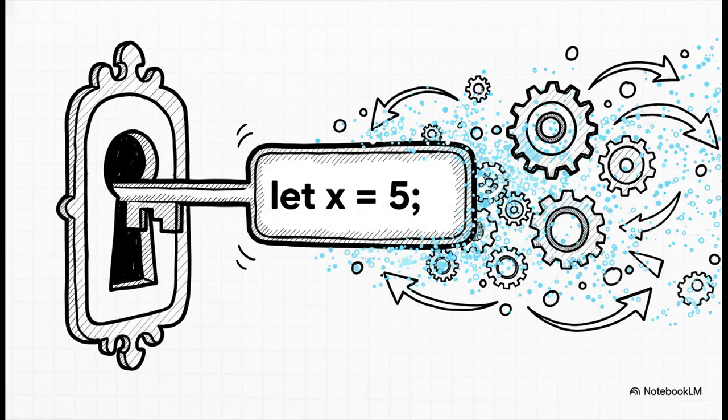And believe it or not, our entire story starts with something as simple and common as this. Just one line of code. Let x equal 5. It looks totally straightforward, right? But this one little instruction is actually the key that unlocks this incredible world of translation and optimization.